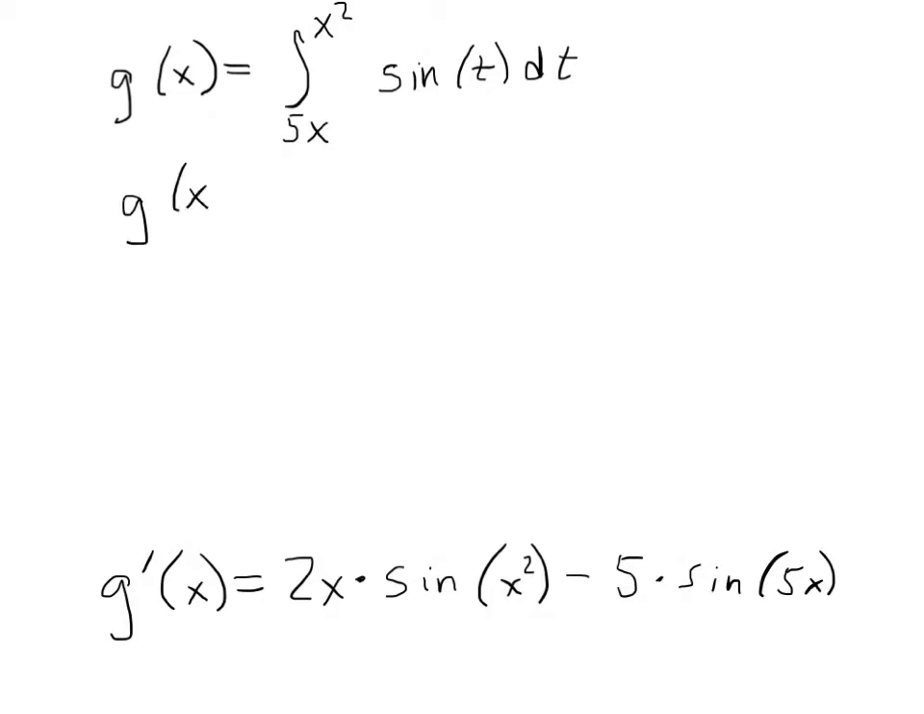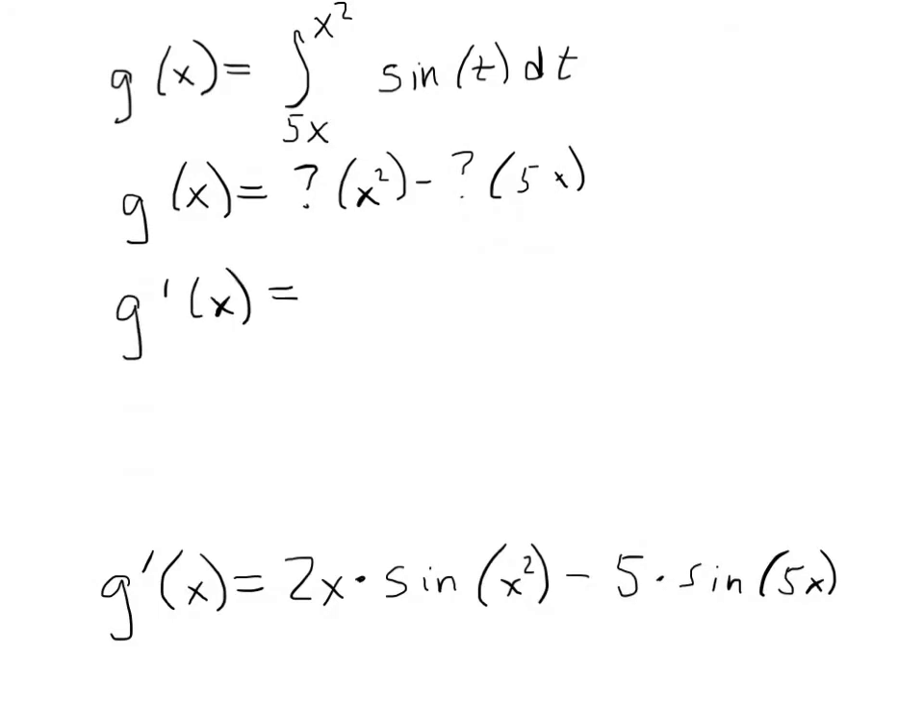We can say that g of x is question mark of x squared minus question mark of 5x. Then, if I want to take the derivative of this thing, this time neither one of these is a constant, so I'm not going to end up with a 0 down here. Further, both of them have something plugged in, which means both of them require a chain rule. The chain rule on the first one is going to generate 2x times something. On the second one, the chain rule is going to generate 5 times something.